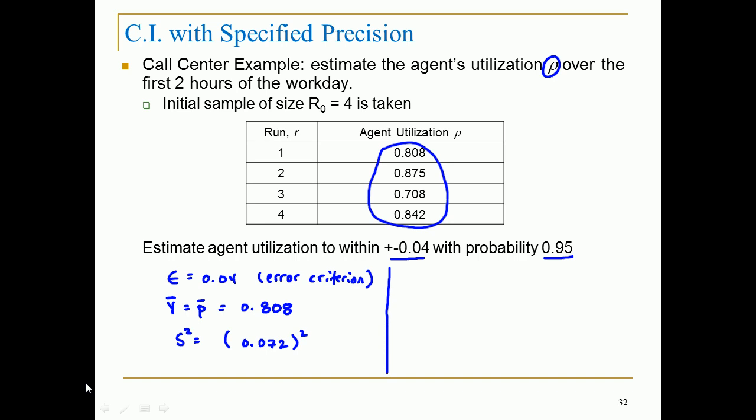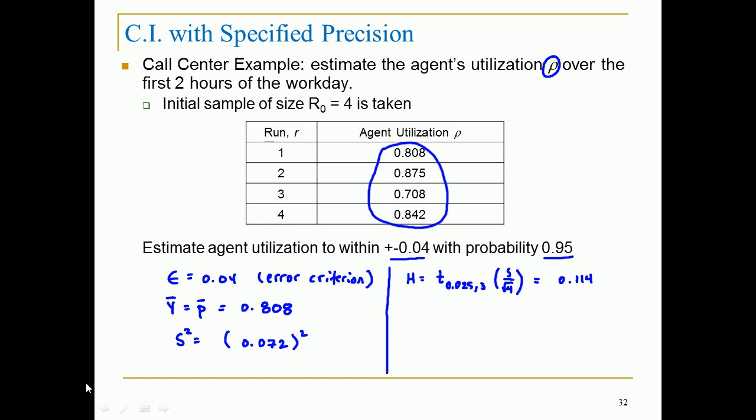Now, we can get the half width also using that information. So we have t 0.025 with four replications, so r minus 1, this is 3, times s divided by the square root of 4. And this is equal to 0.114. So the half width for our confidence interval is 0.11.